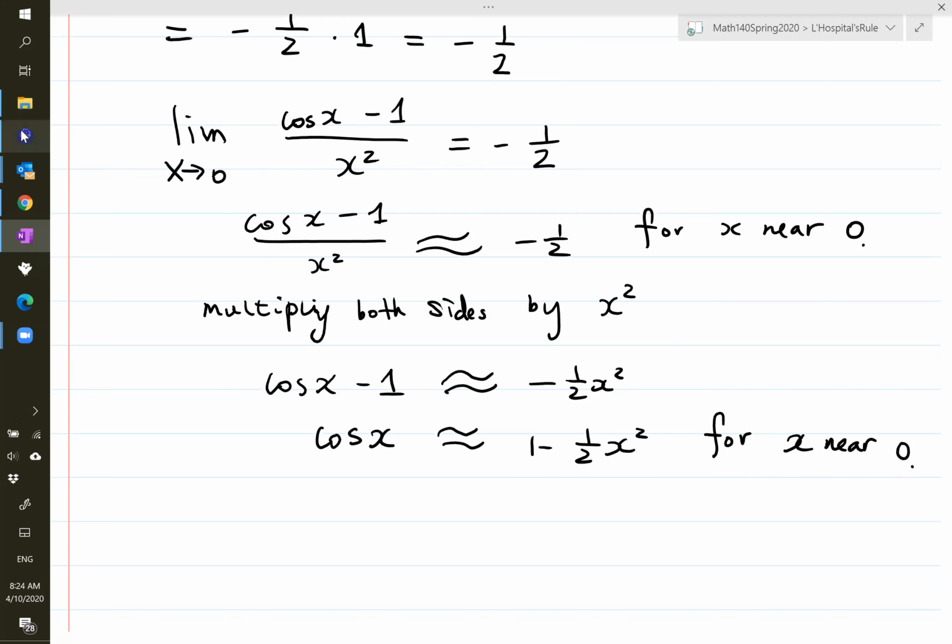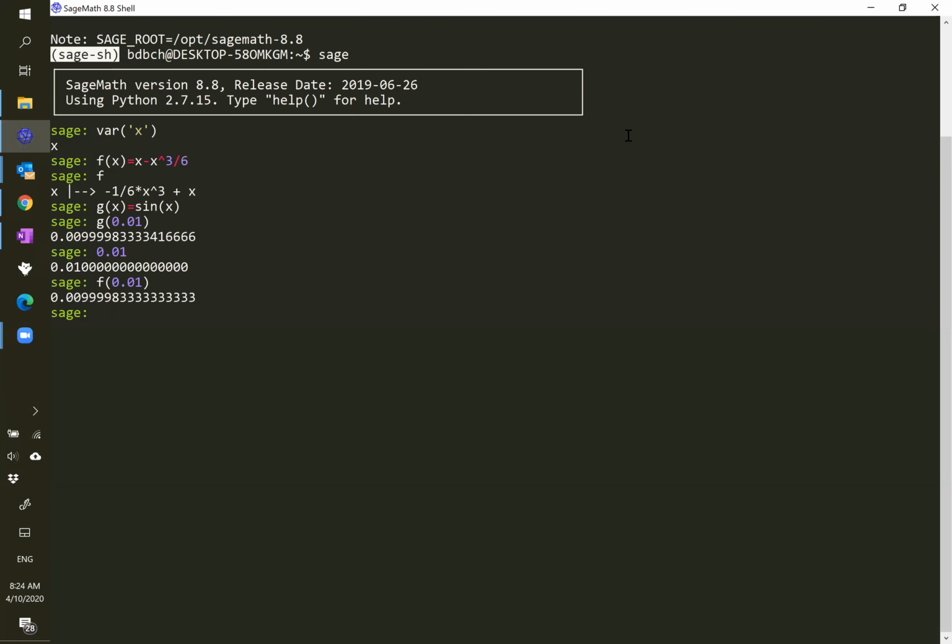Okay, so we just redefine f(x) to be 1 minus x squared over 2. g(x) is cosine x. Now let's see g, the function value at 0.01. So we get 0.99995. Okay. Now what happens if we get f(0.01)?